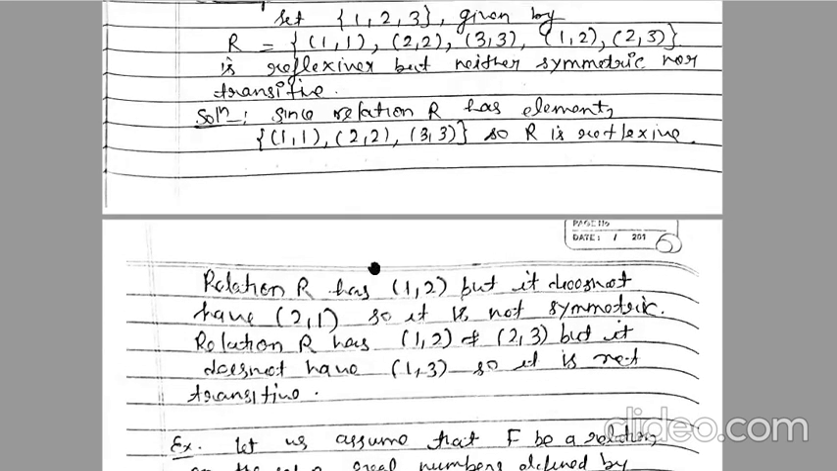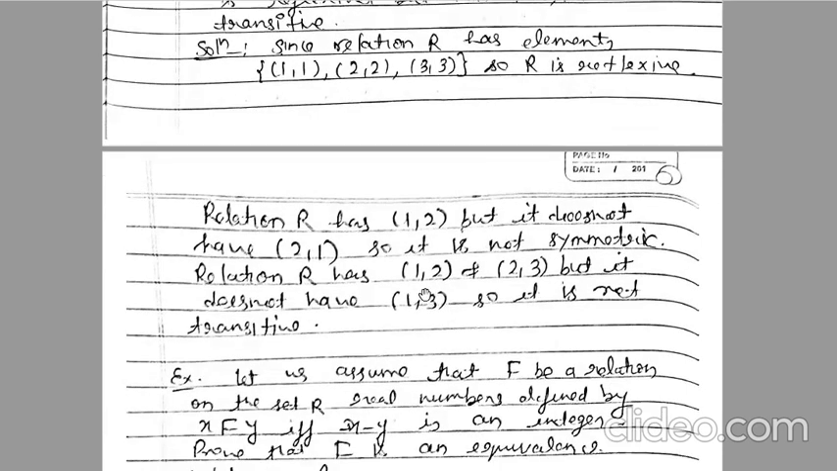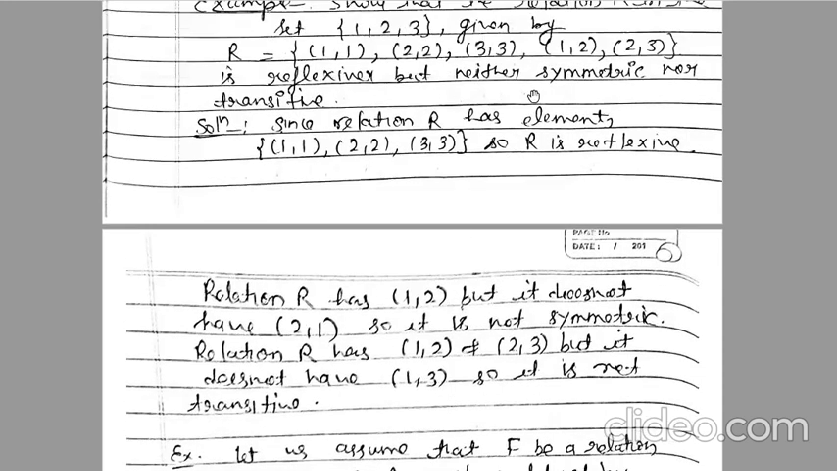Transitive. So check, you have three elements. 1 is related to 2 is given here. 2 is related to 3 is given here. But 1 is related to 3 is not given here. So this relation R cannot be transitive, because 1 is not related to 3 here. So it is not transitive.